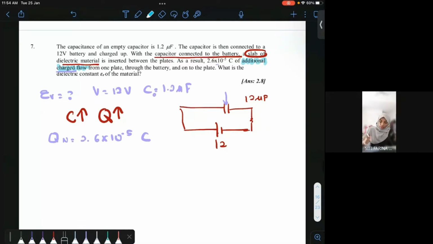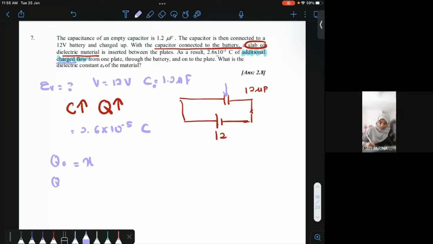Yes, iaitu nilai yang dia bagi ni adalah sebenarnya whatever you had initially, you're going to add with this value to get your new value of charge you can store. So basically ini bukan Q baru kamu dan ini juga bukan Q asal kamu. So whatever Q naught yang kita ada tadi, okay, kita panggil dia X. Okay, ini adalah Q naught. Okay, lepas kamu insert dielectric, Q akhir, ini adalah Y. Okay, so beza antara dua ni adalah this one. So kita panggil ini adalah sebanyak delta Q, iaitu penambahan.